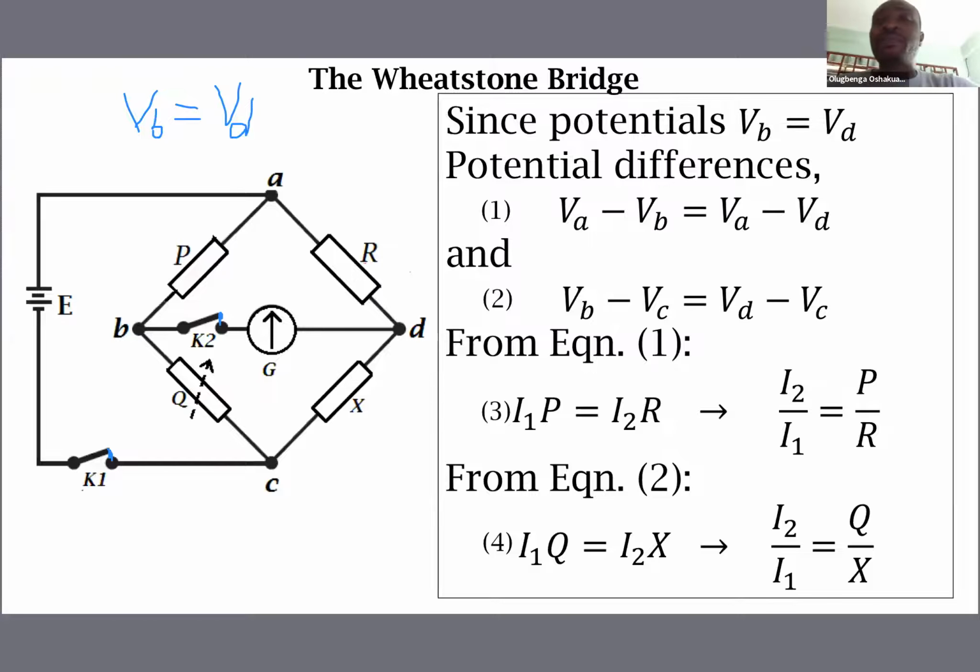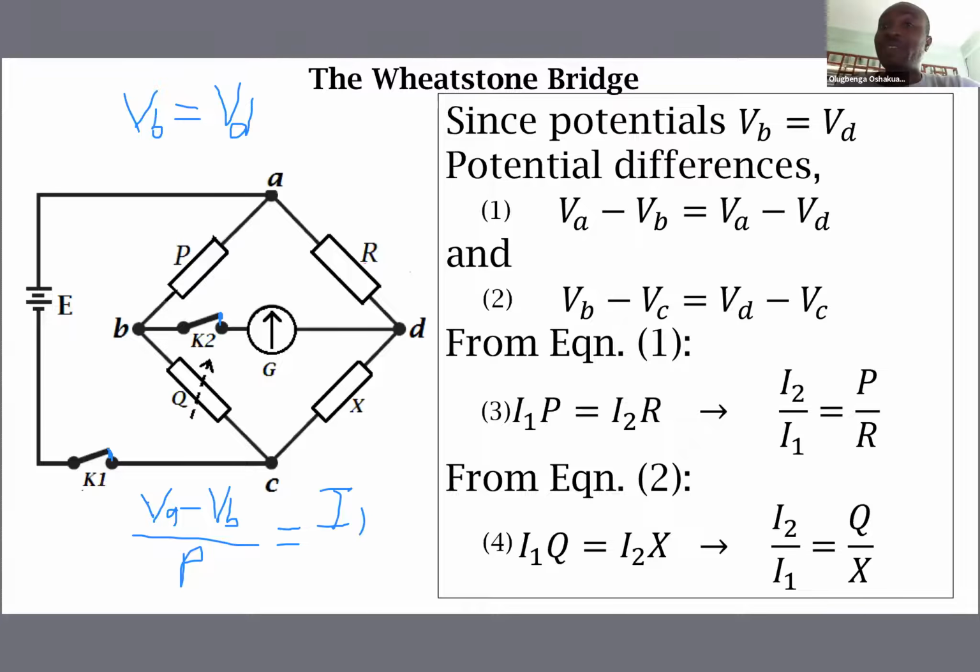Now we can say that the current that will flow through resistor P will be the potential difference across resistor P divided by the resistor P itself. And what is the potential difference across resistor P? That is VA minus VB, divided by P. That will give us current I1 when the bridge is balanced.